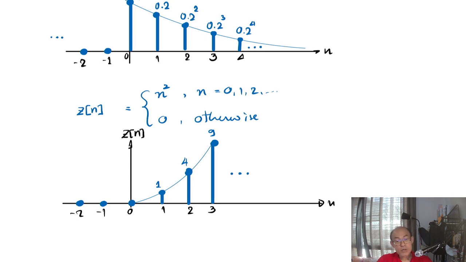All right. So we have at least 3 ways to define discrete time signals. First is to use a graph. Second is to use algebraic equation. And third is to use the direct assignment of values.